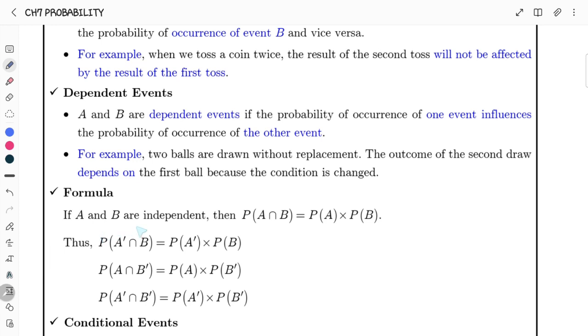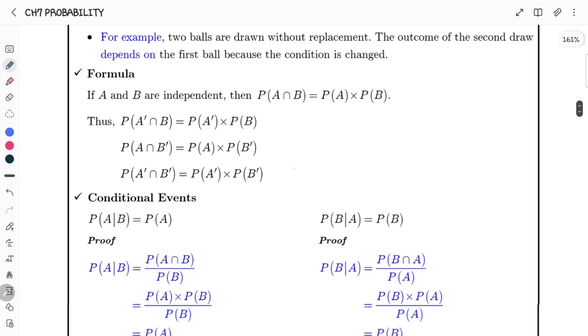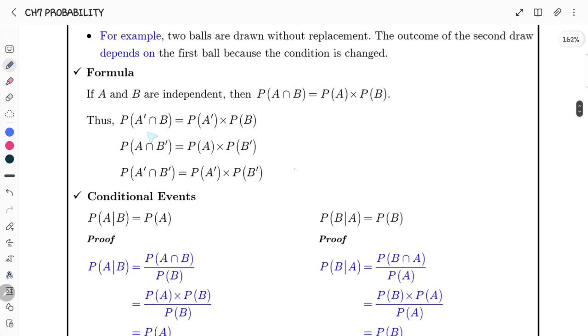Formula: if A and B are independent, then the intersection will be P(A) times P(B). Thus, P(A complement intersect B) is equal to P(A complement) times P(B), and P(A intersect B complement) is equal to P(A) times P(B complement), and P(A complement intersect B complement) is equal to P(A complement) times P(B complement).